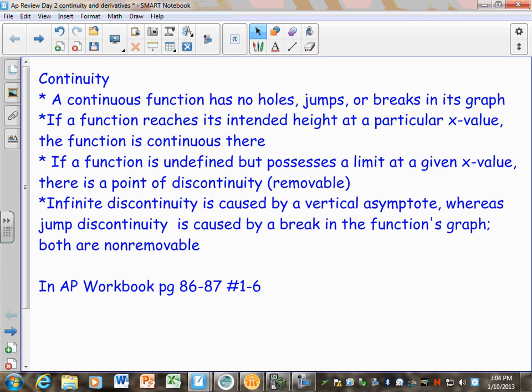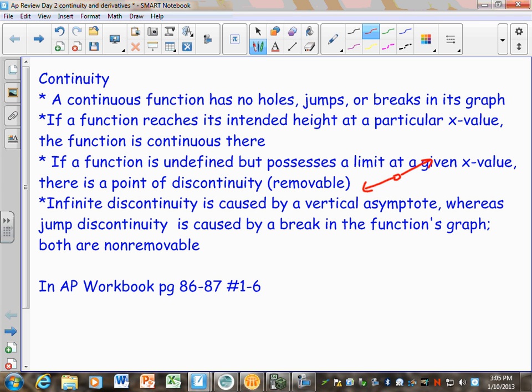If a function reaches its intended height at a particular x value, then it's continuous there. That means if it has a y value for the x value that you're plugging in, then it is continuous. If a function is undefined but still possesses a limit at a given x value, then there's a point of discontinuity. We say that's a removable discontinuity. That would be like a hole in the graph like this. If you had a hole in the graph, but it keeps going.